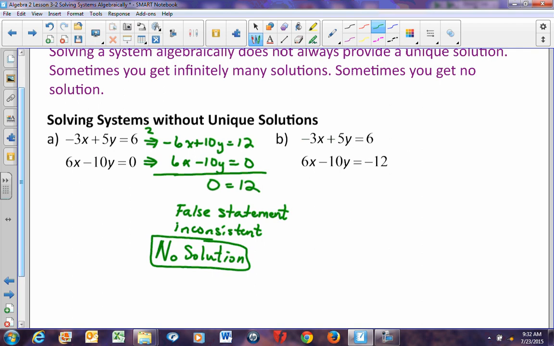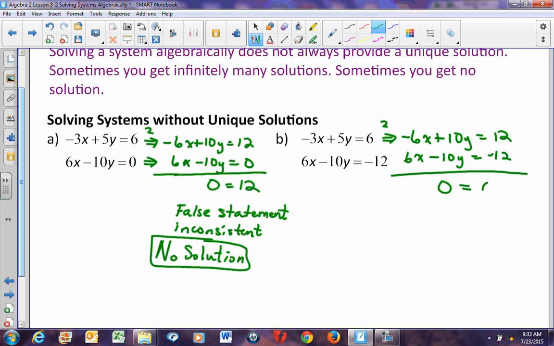Let's take a look at the second example here. Similar equation, slightly different. I'm going to, again, multiply the top equation by 2. I'll get negative 6x plus 10y equals 12. Second equation, I get 6x minus 10y equals negative 12. If you notice here, everything cancels out. I get 0 equals 0, which is always true. This will always be a true statement. Just like if we got 7 equals 7, that's always a true statement as well, which means this is infinitely many solutions.